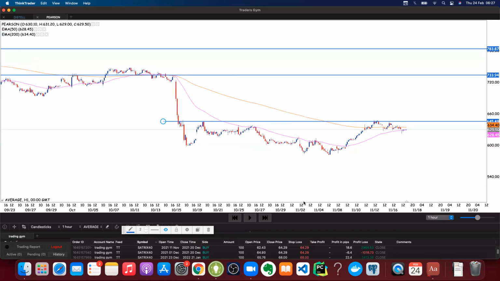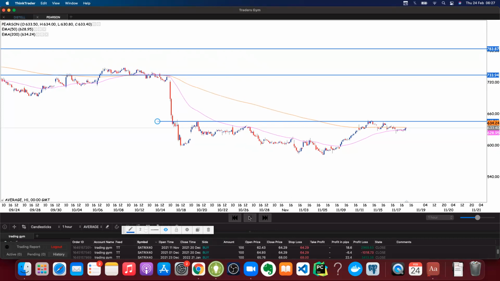Because that could have been much worse. That swing low there could have been much worse. Right? So I gotta be patient.